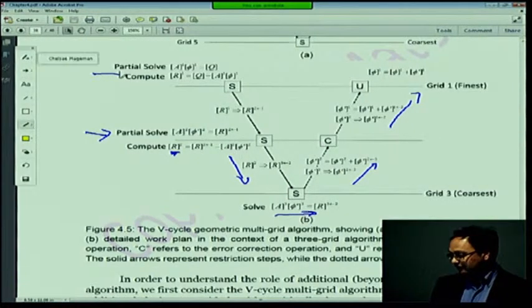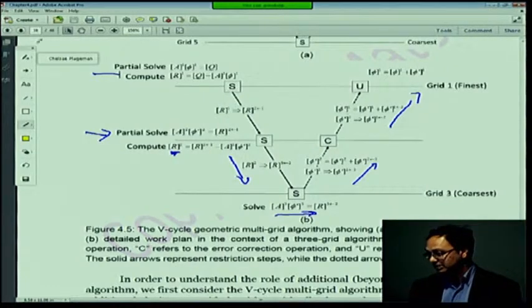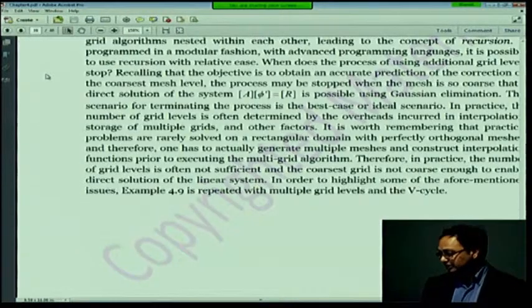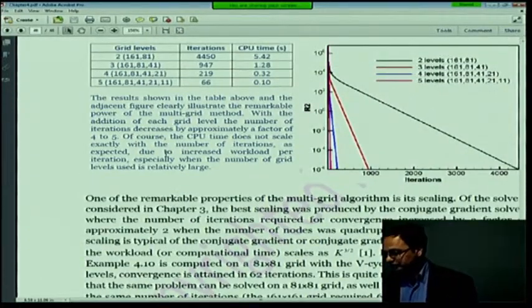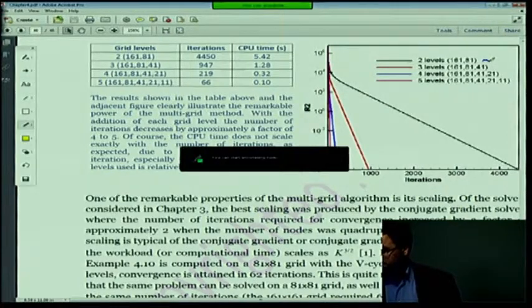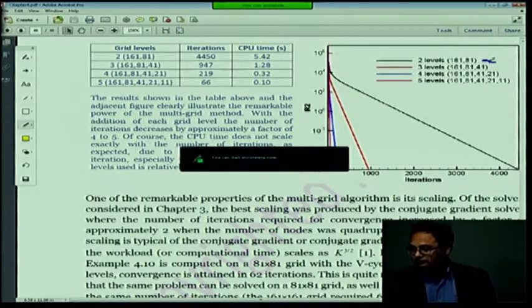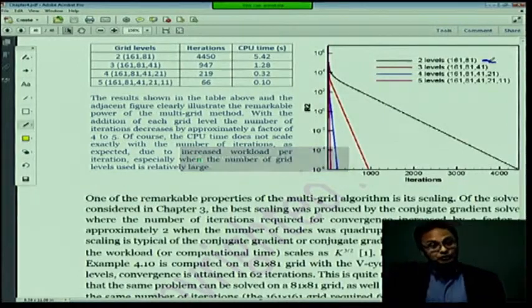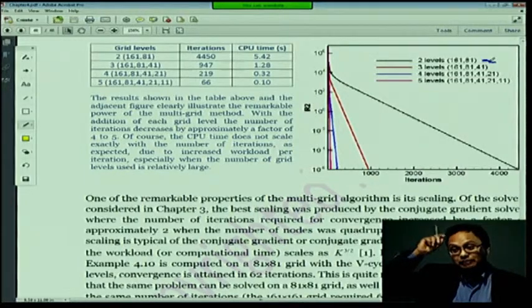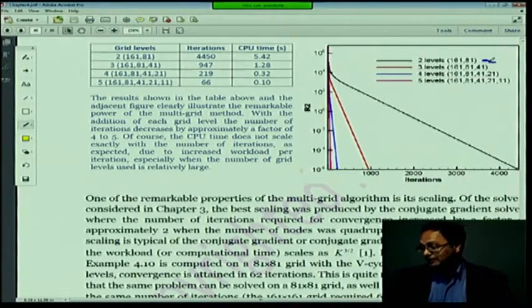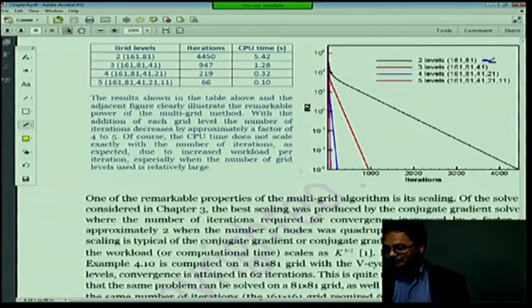But here is what happens with your convergence. This one I already showed you, which took about 5,000 iterations. Now this is 5,000 compared to the 50,000 you saw for original Gauss-Seidel for the 161 by 161 mesh. This is already a huge improvement. But by the time you get to more mesh levels, so here I've used 5, it's down there.